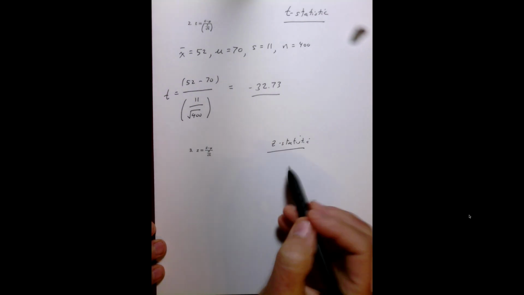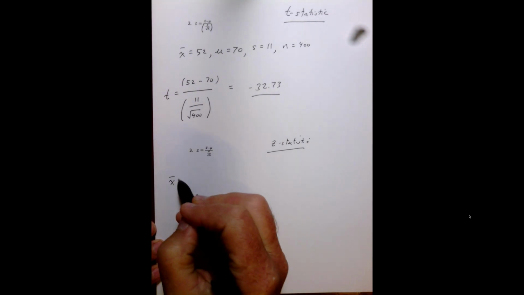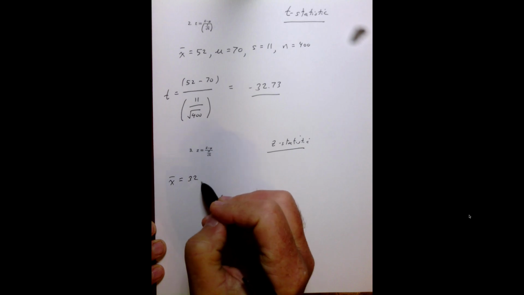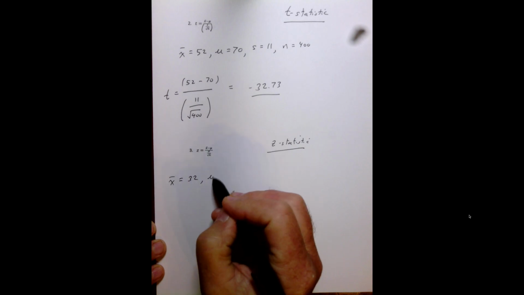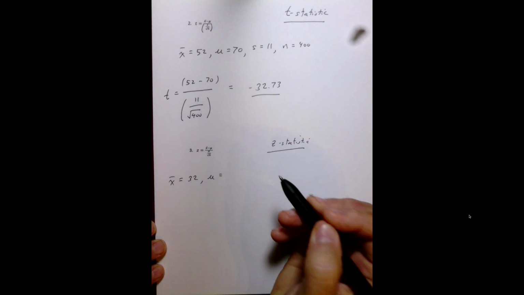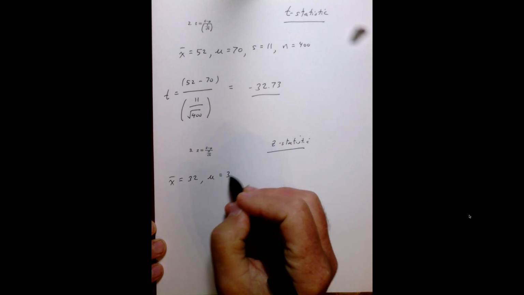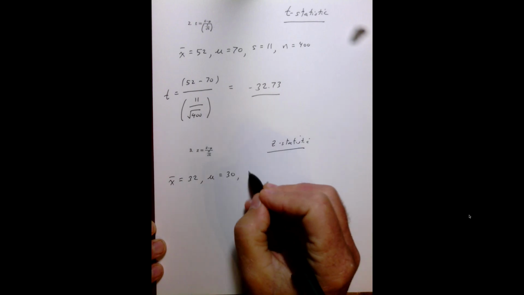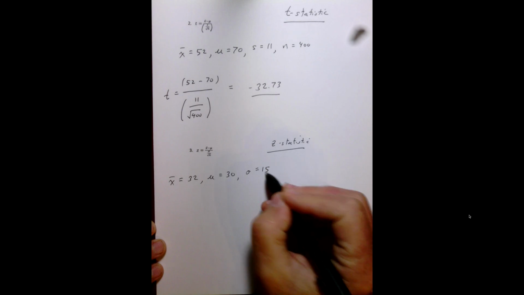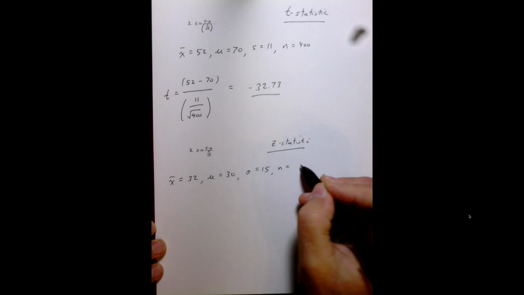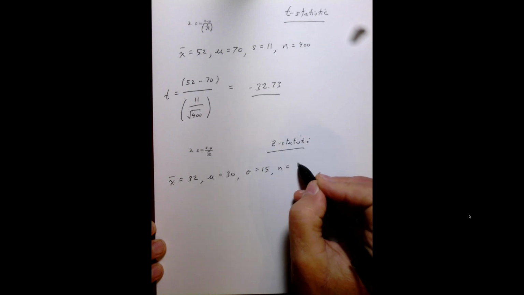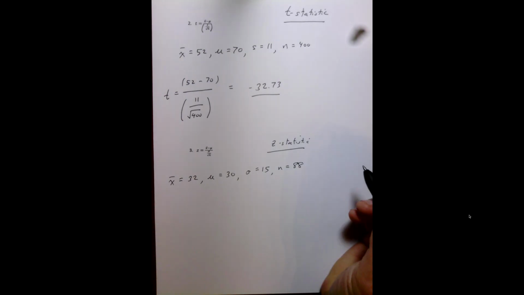All right, so these are pretty much the same thing. We have a sample mean. Let's say it's 32 in this case. We have a population mean. Let's say that it's 30. And sigma, let's say, is 15. And N is 88, whatever.